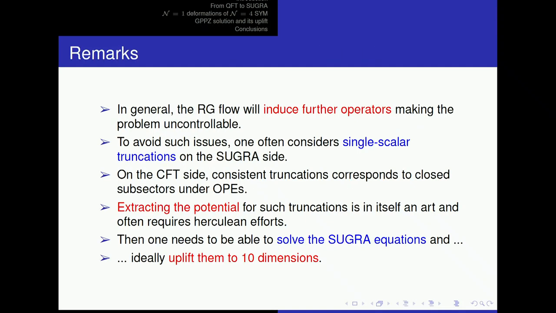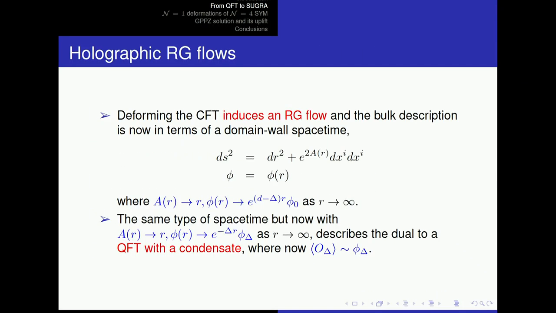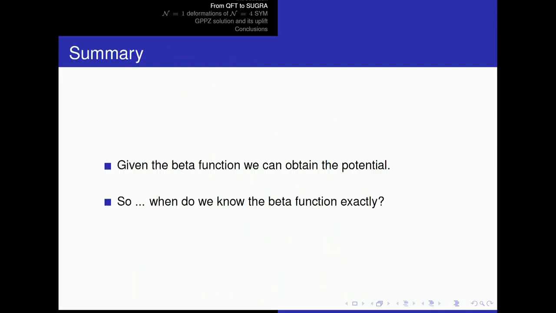So, to summarize this part, given the beta function, we can obtain the potential. That's the slogan. So the next question is: do we actually know the beta function? Before I move on, any more questions?